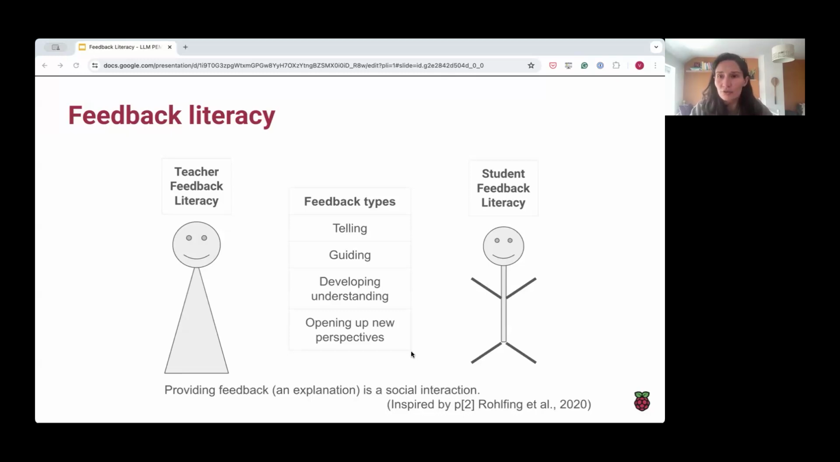So, according to feedback literacy, effective feedback processes entail well-designed feedback with a clear pedagogical purpose, as well as these competencies students and teachers need in order to make sense of the feedback and use it effectively.